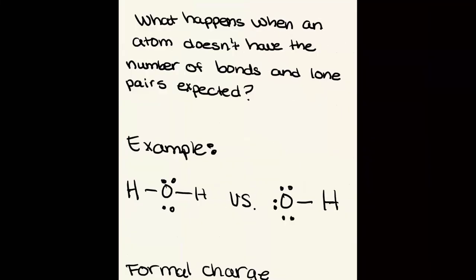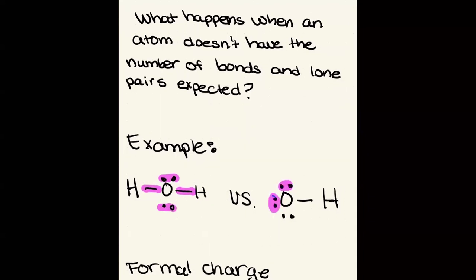But what happens when an atom doesn't have the number of bonds and lone pairs expected? So we look at water, and water has its two covalent bonds and its two sets of lone pairs. It has an octet of electrons. What if instead of having two covalent bonds, it has an extra set of lone pairs, so three lone pairs? Well, the result is instead of sharing those electrons in that bond, it's all on the oxygen, and we have a charge, called a formal charge, of -1. I'm not going to ask you to calculate them. I just want you to be aware that that's how the charge comes about.